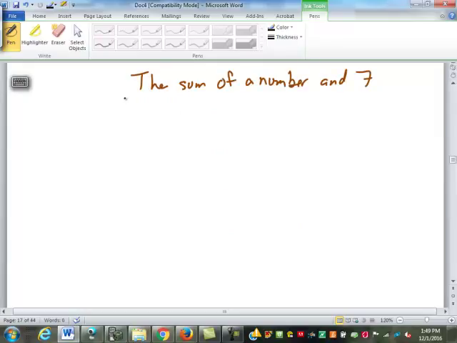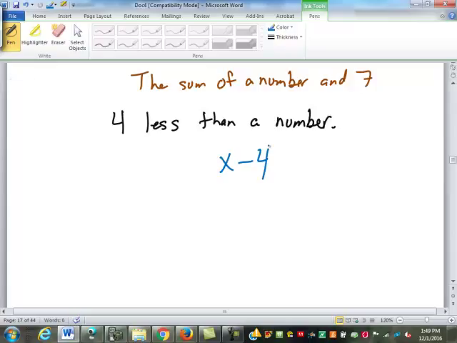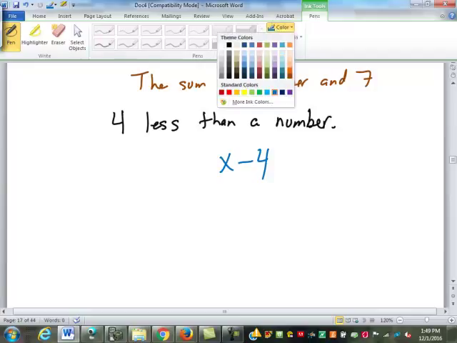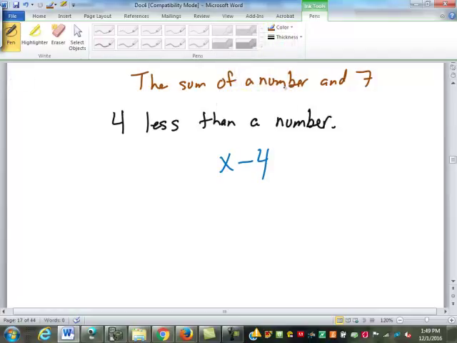How about this one? Four less than a number. Okay, x minus 4. I get asked all the time, well, how do I know if that's x minus 4 or 4 minus x? Well, if you think about it, let's say you have $4 and your friend has 4 less than you do. They would have 8, right? It'd be $12 minus 4, not 4 minus 12, right? So 4 less than means we're subtracting 4 from something.